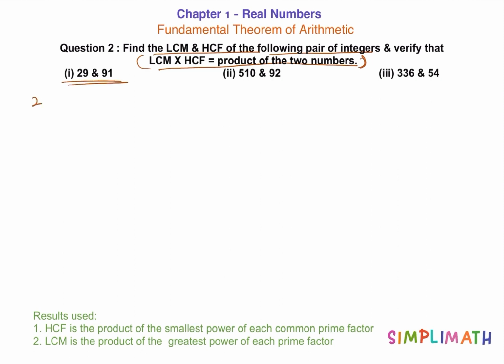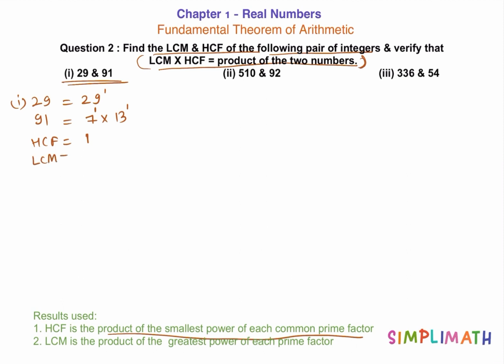We have 29 and 91. Now 29 is a prime number, so its prime factorization is 29 only, and 91 is 7 into 13. Okay, so HCF, as we know, is the product of the smallest power of each common prime factor. Now, there is no prime number which is common in the factorization of 29 and 91. So, we get the HCF as 1 because no other number other than 1 is common amongst 29 and 91.